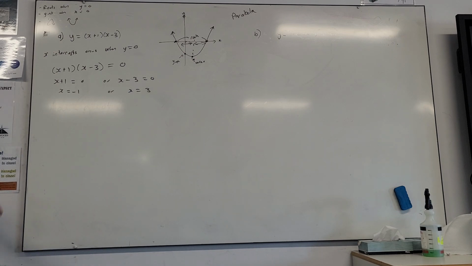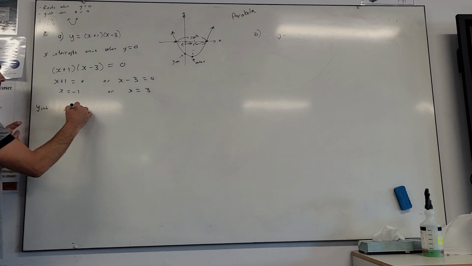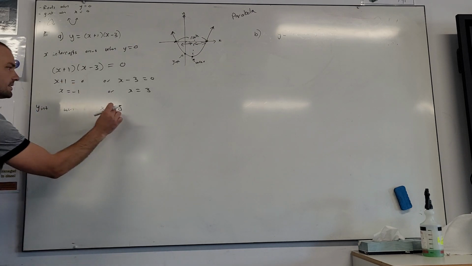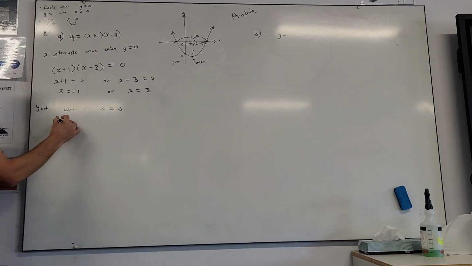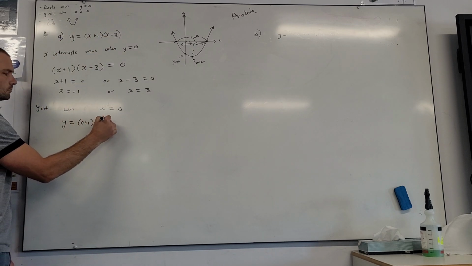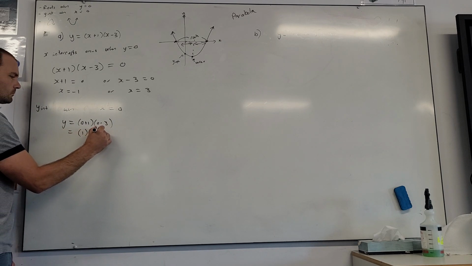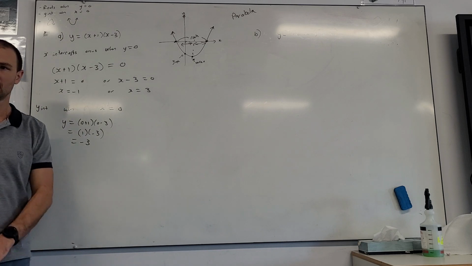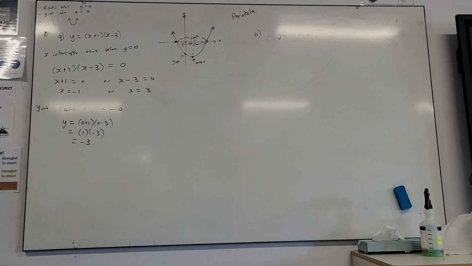Okay, so to graph it, we need the x-intercept and the y-intercept. Let's find the y-intercept. y-intercept when x is 0. So if we put x is 0 into our equation here, we have 0 plus 1 is 1, 0 take 3 is minus 3, and 1 times minus 3 is minus 3. The y-intercept is minus 3. We have everything we need to plot it on a graph.